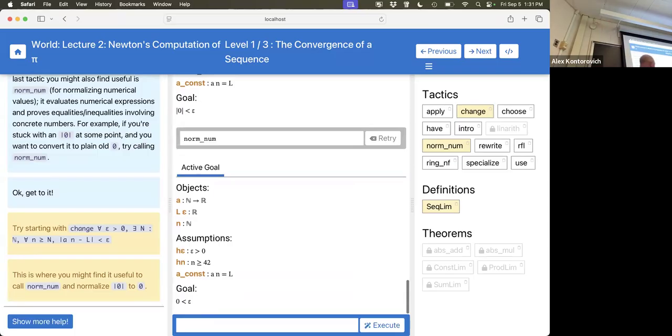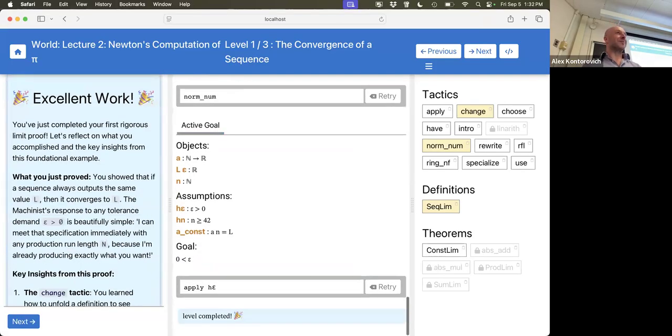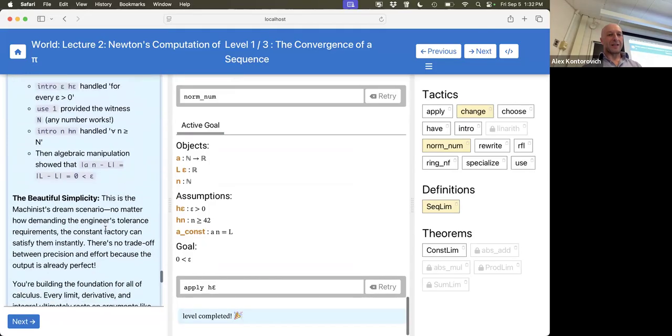Now I have 0 is less than epsilon. The hypothesis is epsilon is greater than 0, and show me more help. In fact, those 2 things are the same. Okay, so how do I? So I do have exactly the same thing here. Exact doesn't exist anymore. Exact is dead to us. The new tactic is called apply. So let's apply H epsilon, and we have solved the goal. Okay, so that's the proof.